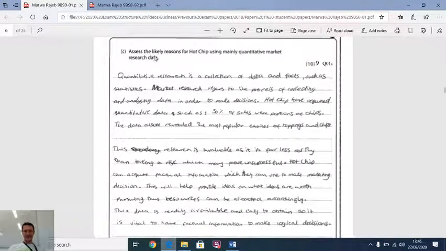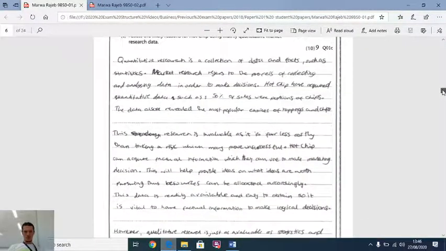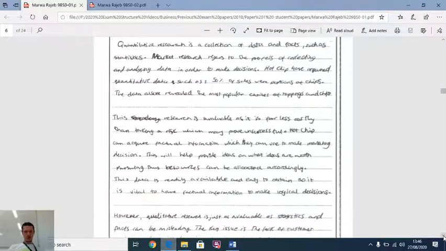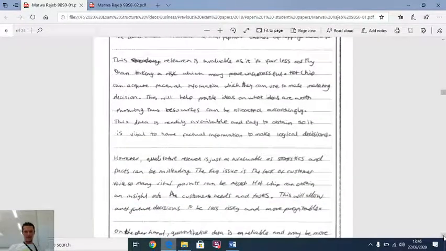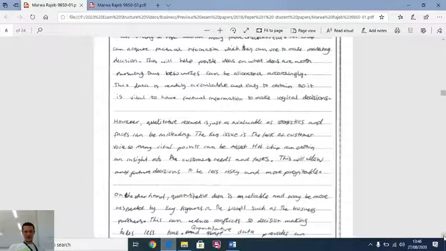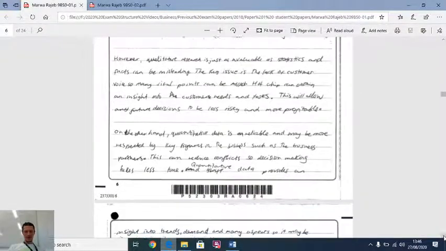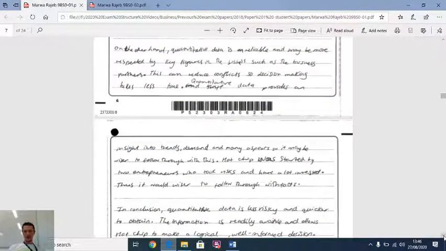This comes from the 2018 paper. Assess the likely reasons for Hot Chip using mainly quantitative market research data. They're looking at numbers. Don't forget, are we going to see the 3-paragraph structure? 1. Whoa, no. 1, 2. The 1 seems to set the scene. We've then got this research is invaluable, so there's a bit of analysis. She's then gone down the route of however, so there's your evaluation. She then looks like she's evaluating the evaluation, and then she's concluding. Okay, so she's gone for kind of a 5-paragraph structure.